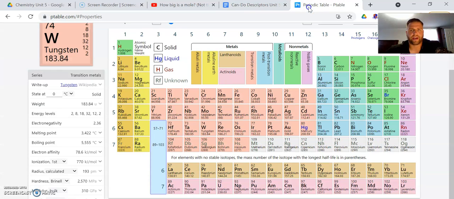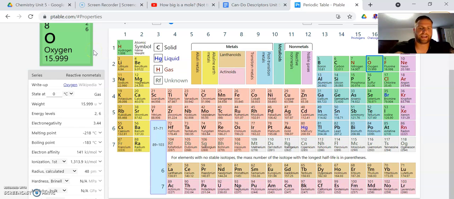If I pull up a periodic table, what I have to do is this, click on oxygen and look at the decimal at the bottom here, okay? The decimal is 15.999. That is the mass of 1 mole of the symbol O, okay? So let's go ahead, let's write that down.